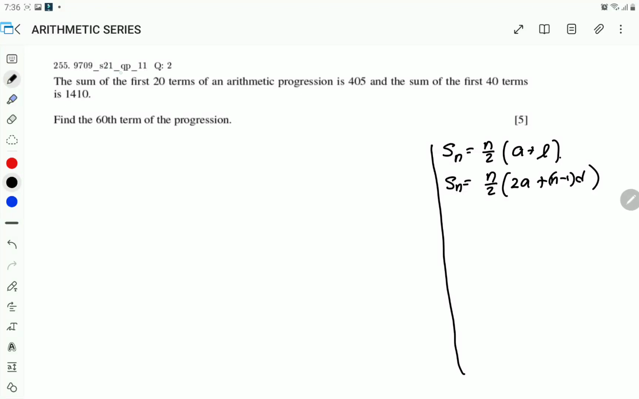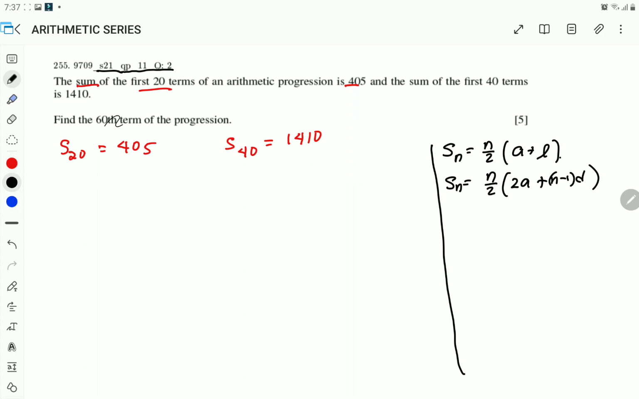Answer this question, Paper 11, Question 2 of May-June 2021. It says the sum of the first 20 terms of an arithmetic progression is 405. So it is the sum, okay? First 20 terms. Therefore that is your S20 is equal to 405. And the sum of the first 40 is equal to 1,410.